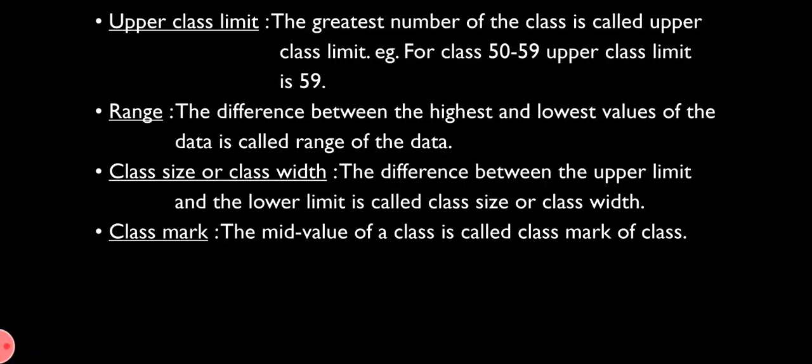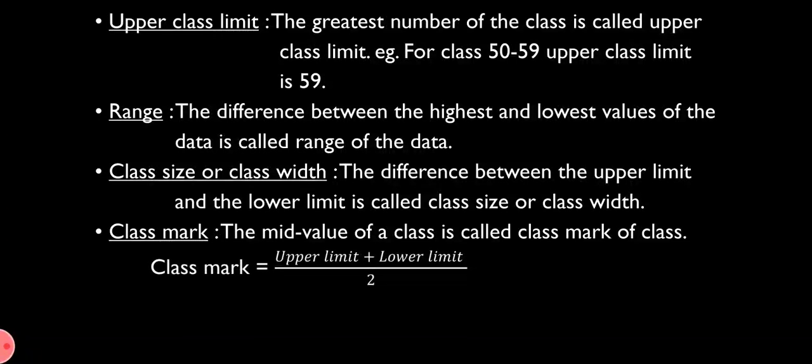Now, class mark. The mid value of the class is called the class mark of the class. So, whatever is the mid value of the given class is called the class mark. And to find the class mark, we use the formula (upper limit plus lower limit) upon 2. It means the sum of both the limits divided by 2 is your class mark. Suppose the class is given from 1 to 10. So we will add the upper limit, that is 10, and the lower limit, that is 1, that is 10 plus 1 is 11, and divided by 2. So we will get the class mark as 5.5.